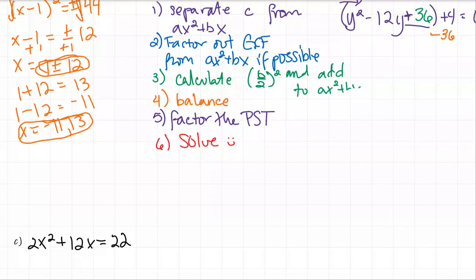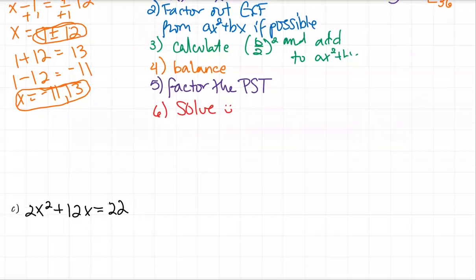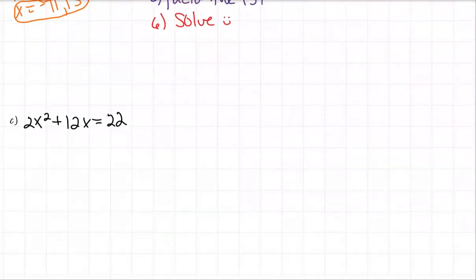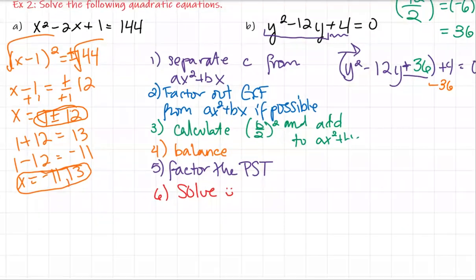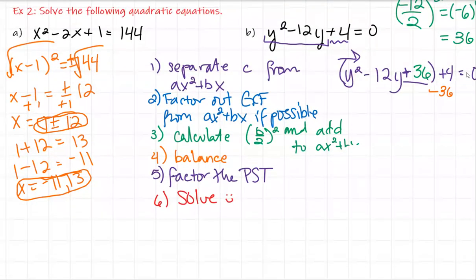So first step, separate C from ax squared plus bx. Now, separate can actually have a dual meaning. If you remember from part B, I separated it from y squared minus 12y by just kind of pushing it to the side. I don't want to talk to you right now. I've got to deal with my completing the square drama first, and then I'll talk to you, plus 4, right?